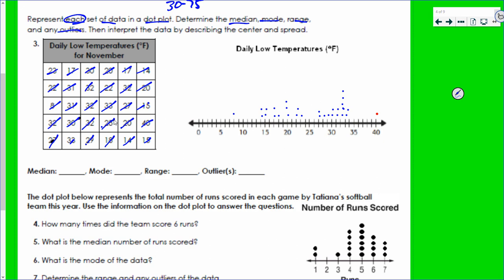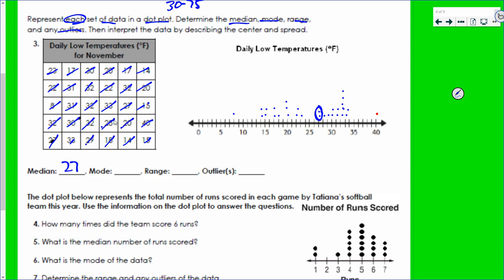Okay, median. 30 data points. How many am I going to have in the middle? 2. Which data points are they? The 15th and 16th. So I count my dots. I go to 15 and 16. So 1, 2, 3, 4, 5, 6, 7, 8, 9, 10, 11, 12, 13, 14, 15, 16. 15 and 16 are both right there. So 15 and 16 are both at 27. So that means that my median is 27.